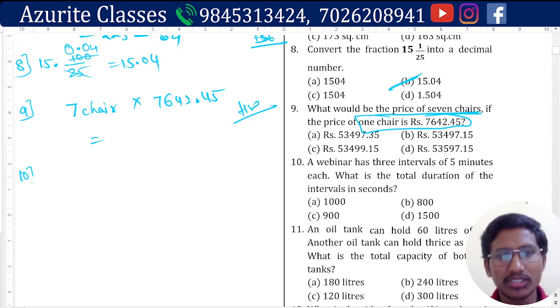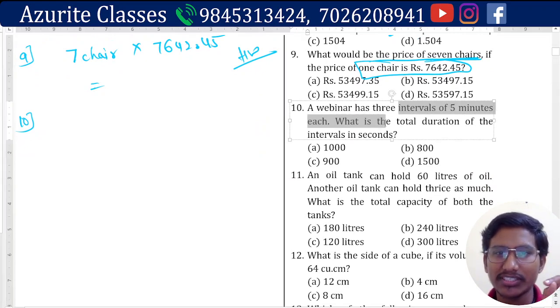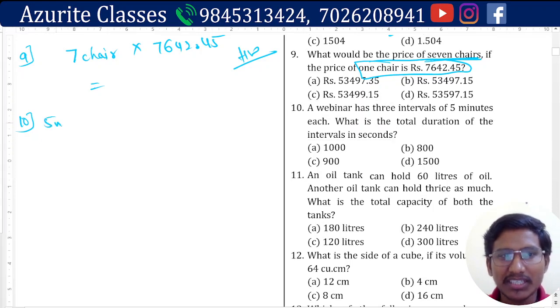Now the 10th question. What is given? A webinar has 3 intervals of 5 minutes each. What will be the total duration? 5 minutes, 5 minutes, 5 minutes, 3 times, so 15 minutes, right? 5 minutes, 3 intervals: 5 threes are 15 minutes.